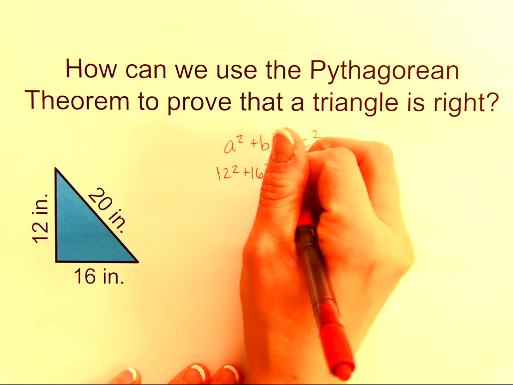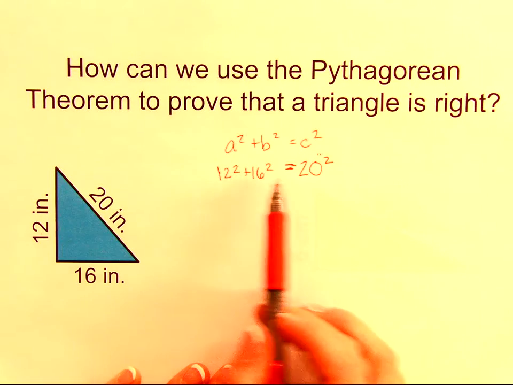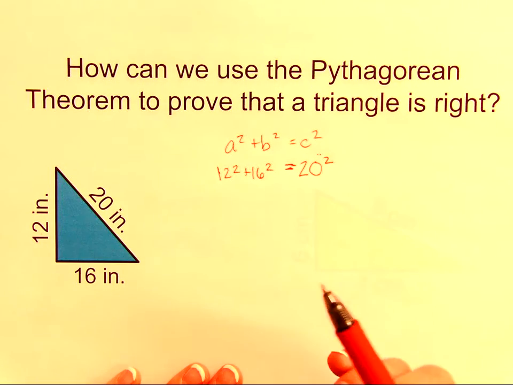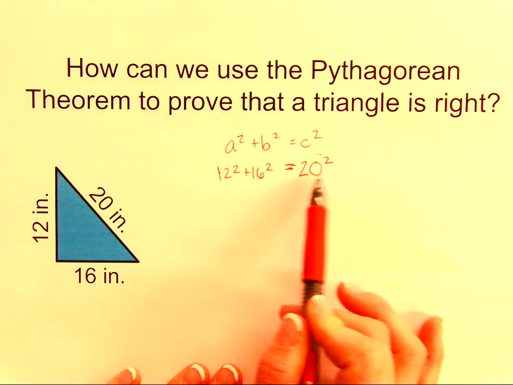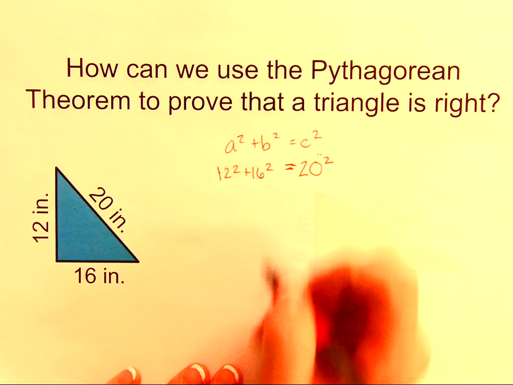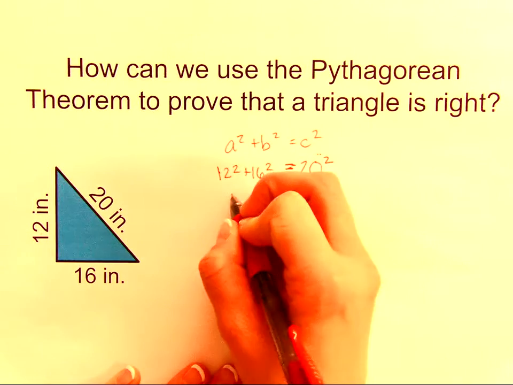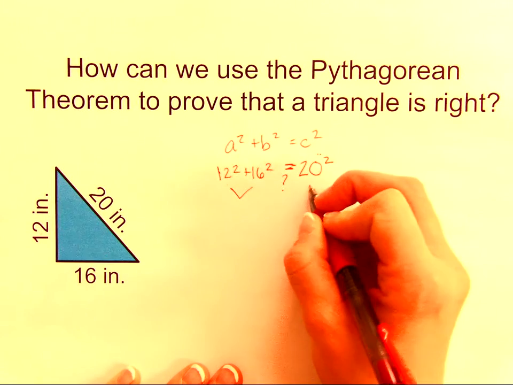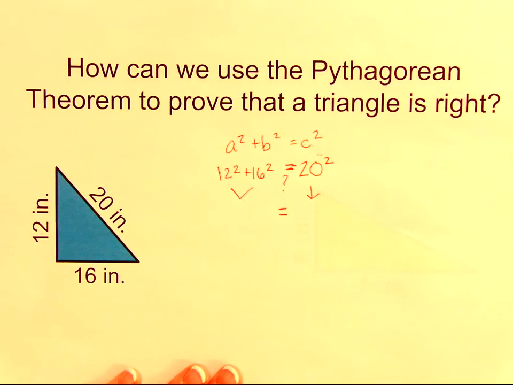Okay, if this is a right triangle, this statement is true. That's basically what I'm trying to figure out. Does 12 squared plus 16 squared equal 20 squared? That's our question. Is this an actual true statement? If it is, it has to be a right triangle. So all we're going to do is calculate this and calculate the 20 squared to see if they actually equal each other or not.